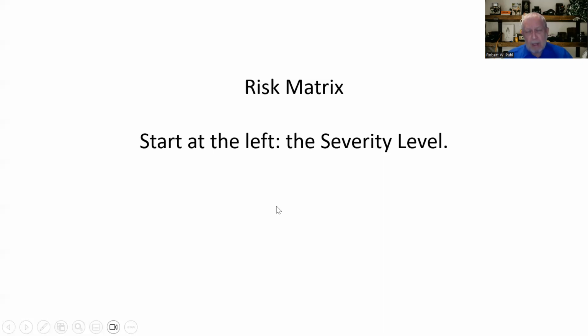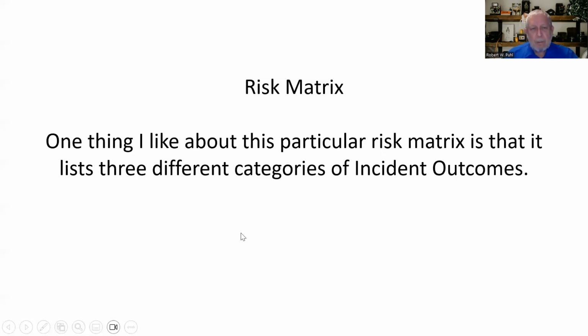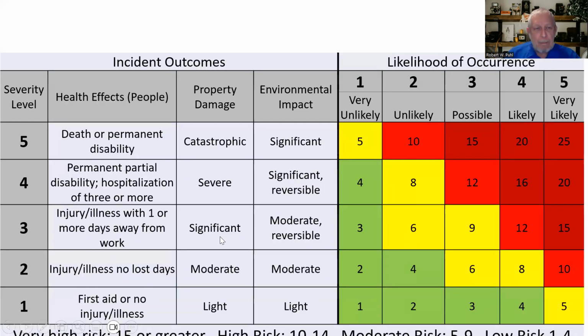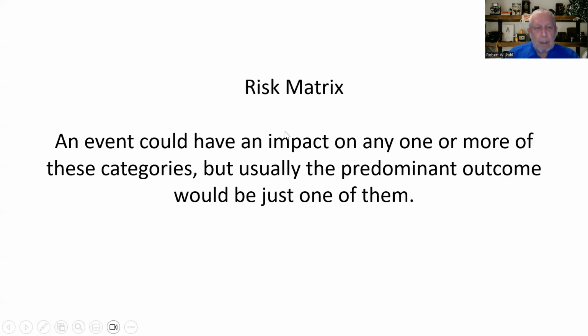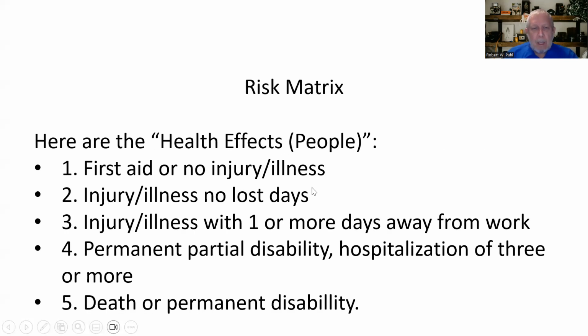So we're going to start at the left, the severity level. One thing I like about this particular risk matrix is that it has 3 different categories of incident outcomes: health effects, which is people, property damage, and environmental impact. An event could have an impact on any one or more of these categories, but usually the predominant outcome will be one of them.